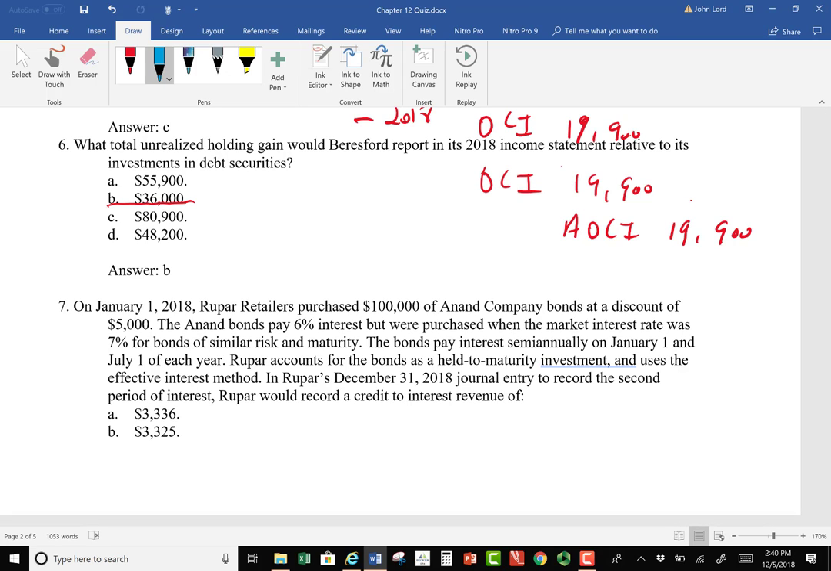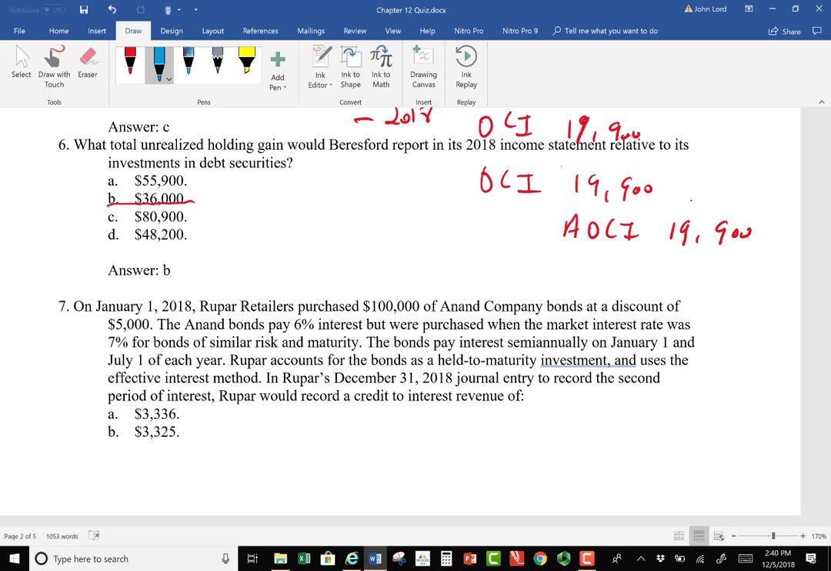And we've got what? A $325 difference, don't we? Okay, now that $325 difference, we're going to amortize the discount, aren't we? So we'll go ahead and we'll do what? We'll debit cash for, how much are they getting, 3,000? We will credit the interest revenue for 3,325, and we'll credit the discount for 325, right?